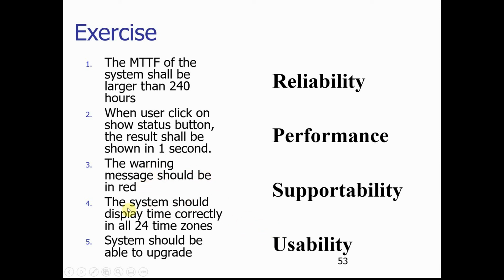And the system should display time correctly in all 24 time zones. This one is actually talking about accuracy. Accuracy is part of performance, so this is a performance non-functional requirement. And the system should be able to upgrade. This one is supportability, talking about how easy it is to make changes to the software.